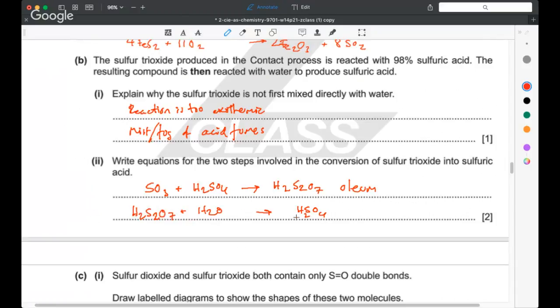But make sure that you're balancing the equation, because again, the examiner was saying students got these equations but didn't balance them. And so students might have put this down without balancing, and would have got 1 mark rather than the 2 marks that are available.